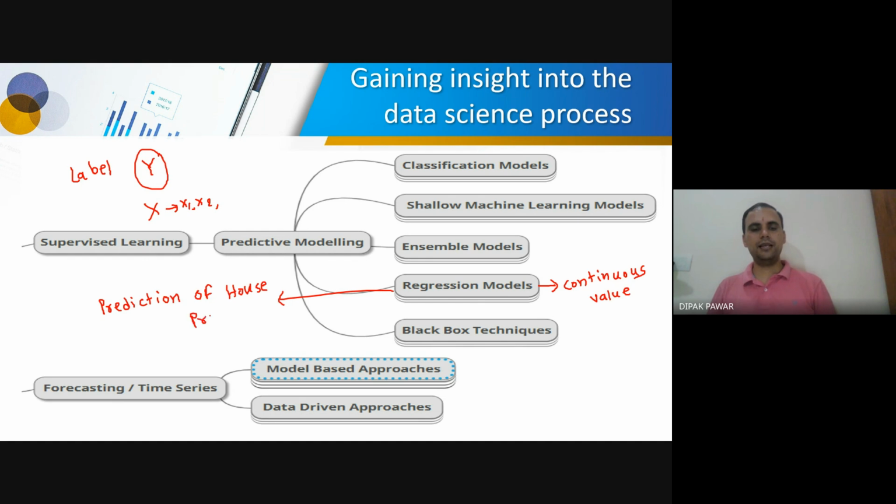This is an example of regression. What is the prediction of house price? There they will be providing different features. Suppose currently you are living in Pune. If you live in the center of Pune, then definitely the house price is more. If you live outside Pune, definitely the house price is low. So the area plays an important role. They will provide the different features, and based on that, we have to decide the house price.